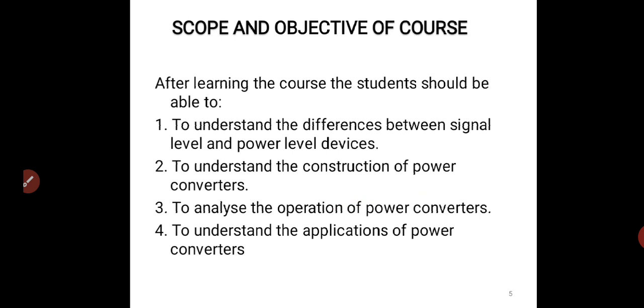After learning this course, students will be able to understand the difference between signal level and power level devices. Signal level devices are used in small circuits or control circuits, whereas power level devices are used in high voltage or high current circuits. Also to understand the construction of the power converters, to analyze the operation of the power converters, and to understand the applications of power converters.